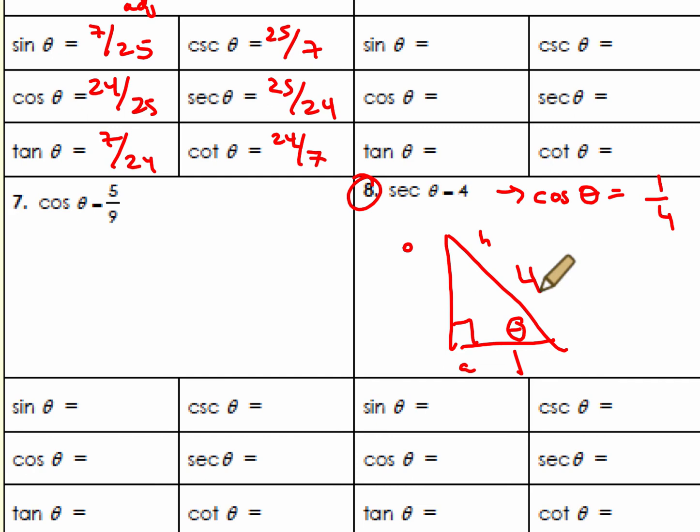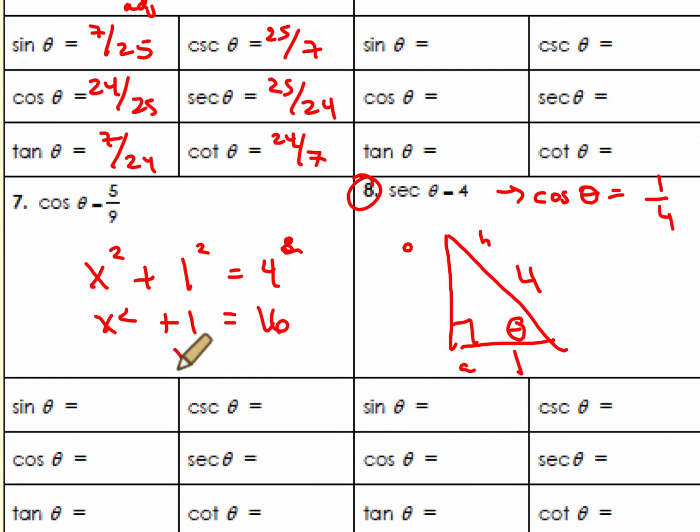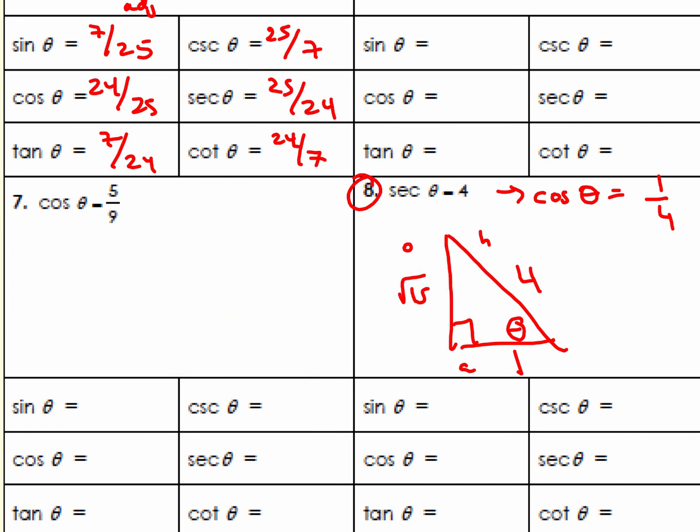So to get the opposite side, I'm going to use Pythagorean theorem. So I'm going to use x for my opposite side, 1 for my adjacent side, and 4 for my hypotenuse. So I get x squared plus 1 is 16, which means x squared is 15, giving me x is the square root of 15. So now I can go ahead and do this.